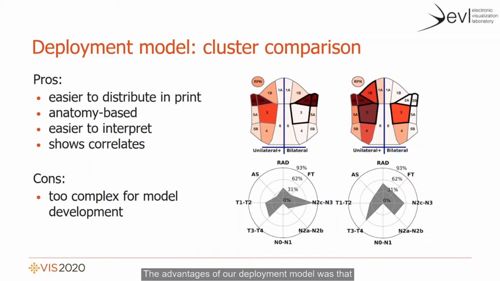The advantage of our deployment model was that it was easier to distribute in print as a static figure. It was also based on anatomy, and so it was easier to interpret by broader audiences. It also shows correlates with clinical variables and toxicities. However, the added complexity of this design would make it costly to use during model development.